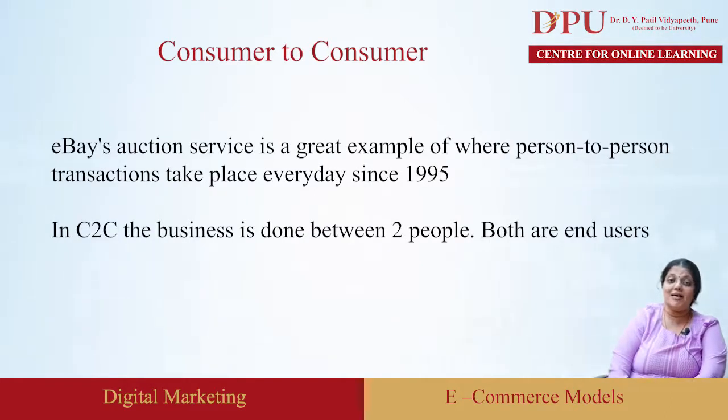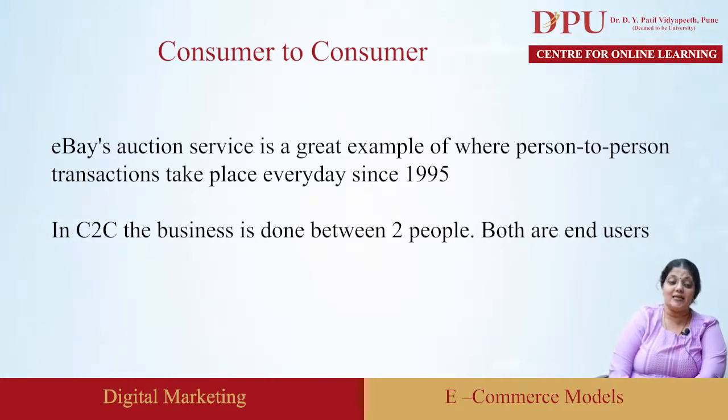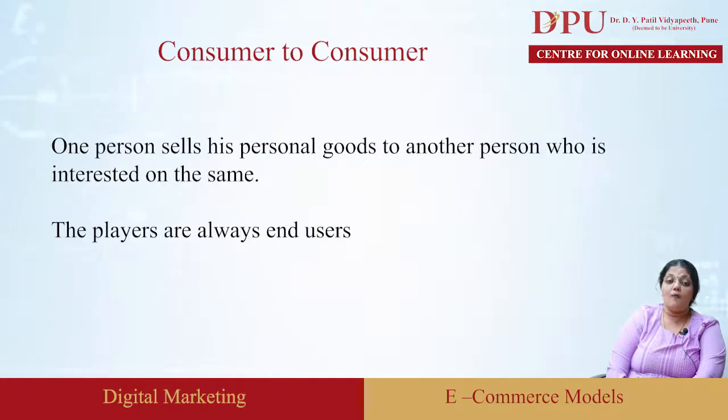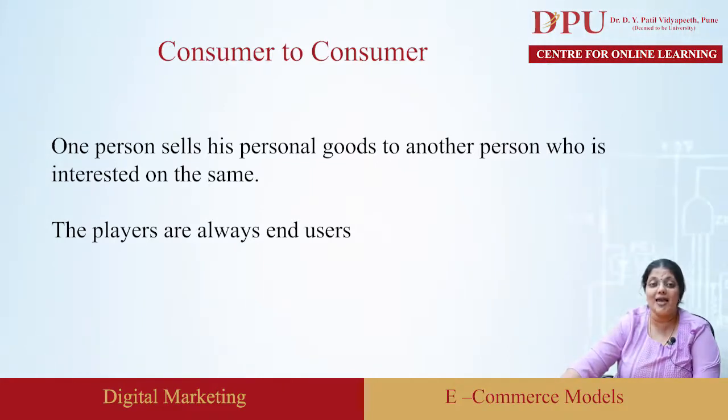eBay auction is a great example of consumer to consumer, where a person to person auction takes place every day since 1995. In the consumer to consumer business model, this is done between two people. Both are the end users. One person sells his personal goods to another person who is interested in the same. The players are always the end users.